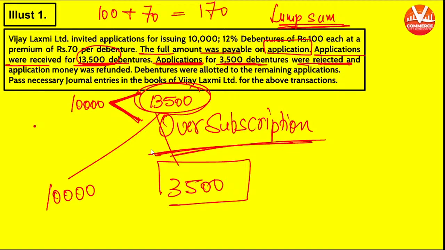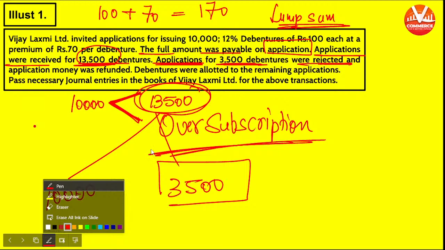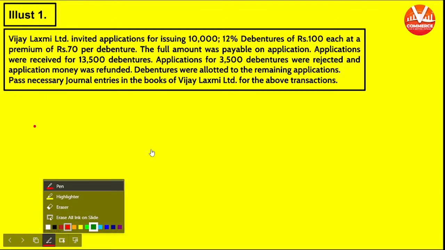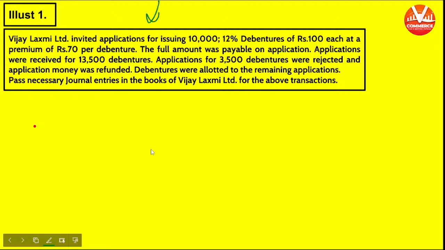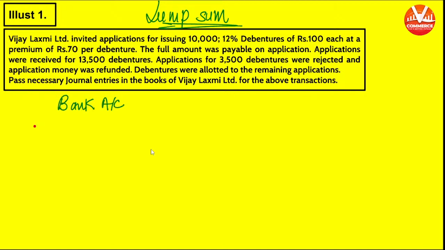So you have to pass the journal entry in this question. So let's pass the journal entries now. As I told you, when the amount is received in lump sum, you have to write application and allotment together. I asked you to write this in your notes as well. So first we are receiving application money: bank account debit to debenture application and allotment account. This is the first entry.